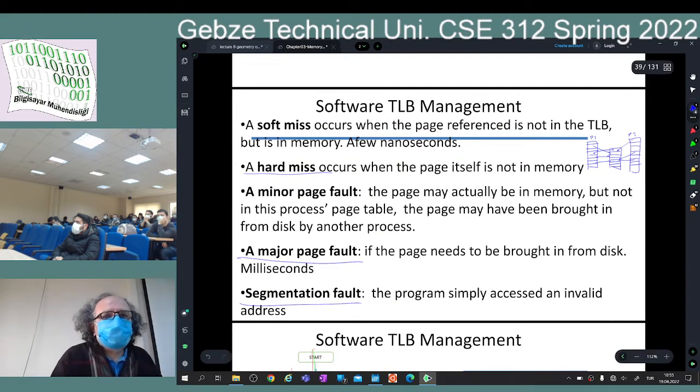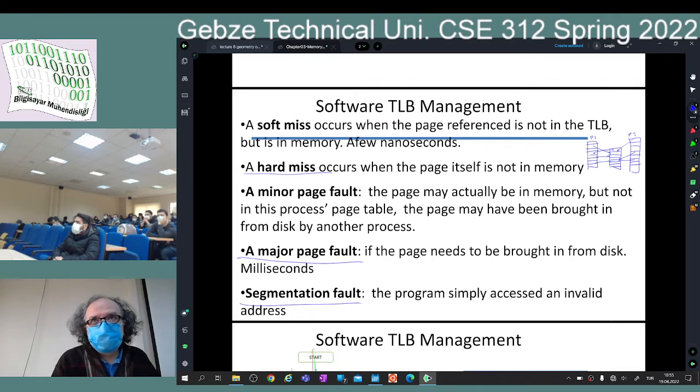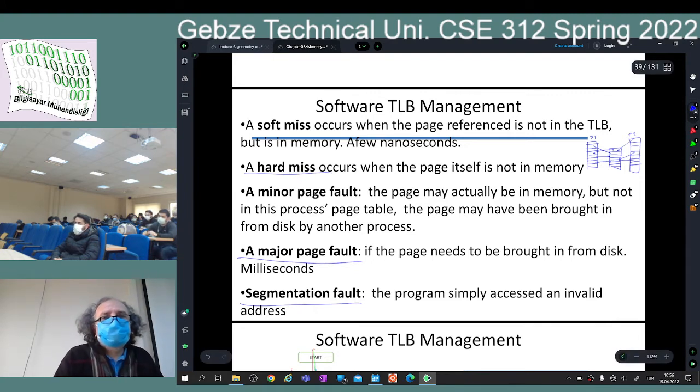So the soft miss is when the page reference is not in the TLB, but it is in the memory. It is still a page fault because the operating system has handled it, but relatively this is cheaper. It is still not as fast as the TLB handling everything, but this is better than going to the hard drive. Hard miss is when the page itself is not in the memory. Both of them are page faults, but soft misses are much faster to handle.